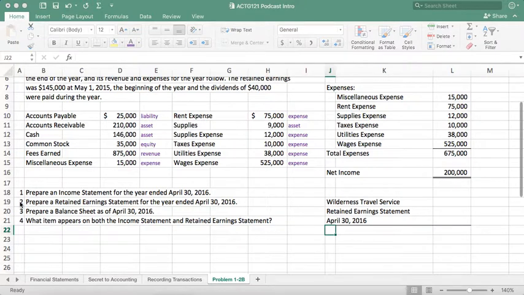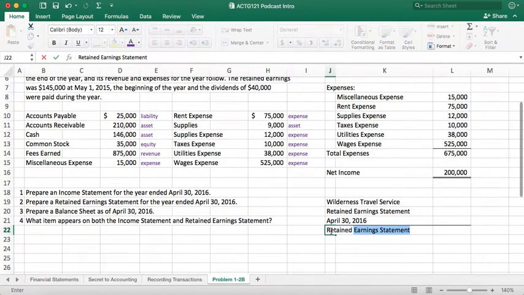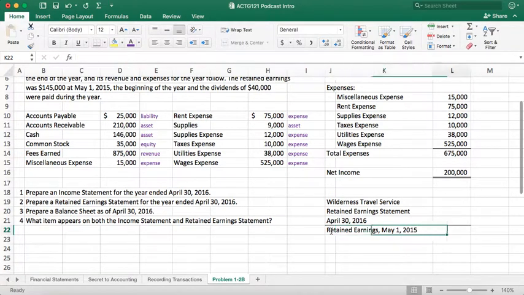Our next item is preparing a retained earnings statement ending April. I've put the heading here, Wilderness Retained Earnings Statement, April 30th. We always begin with the beginning of the year, so we begin with the retained earnings balance, May 1, 2015. That was given to us in the problem, and that's $145,000. Now, the next piece is we add the net income.